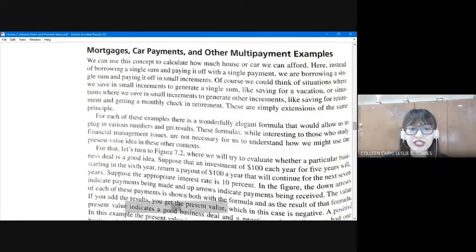Let's go to mortgages, car payments, and other multi-payment examples. So we can use this concept to calculate how much house or car we can afford. Here, instead of borrowing a single sum and paying it off with a single payment, we are borrowing a single sum and paying it off in small increments. Of course, we could think of situations where we save in small increments to generate a single sum, like saving for a vacation, or situations where we save in small increments to generate other increments, like saving for retirement and getting a monthly check in retirement. These are simply extensions of the same principle.